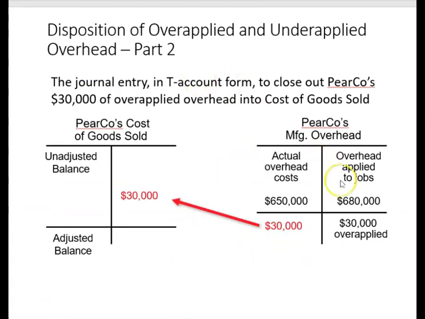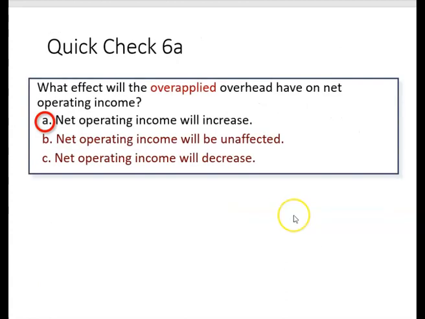In this case, we're going back to that pear company one where we were over applied. So in this case, because we were over applied, we reduced cost of goods sold. And so we have reduced cost of goods sold right here by the $30,000. So in that example, since we were over applied and we reduced cost of goods sold, what will that do to operating income? Well, anytime you reduce an expense, it's a good thing, and your net operating income will increase. So over applied would increase your net income. And the opposite would be true if you had under applied.